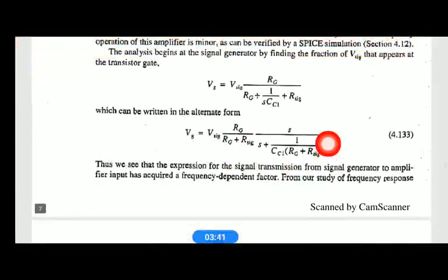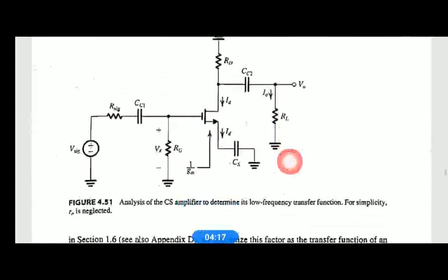Now if you look at this clearly, if you take the whole equation as Vg by V signal, it gives you something similar to the transfer function of an STC, single time constant circuit, in high pass, where CC1 into RG plus R signal is equal to 1 by omega naught.